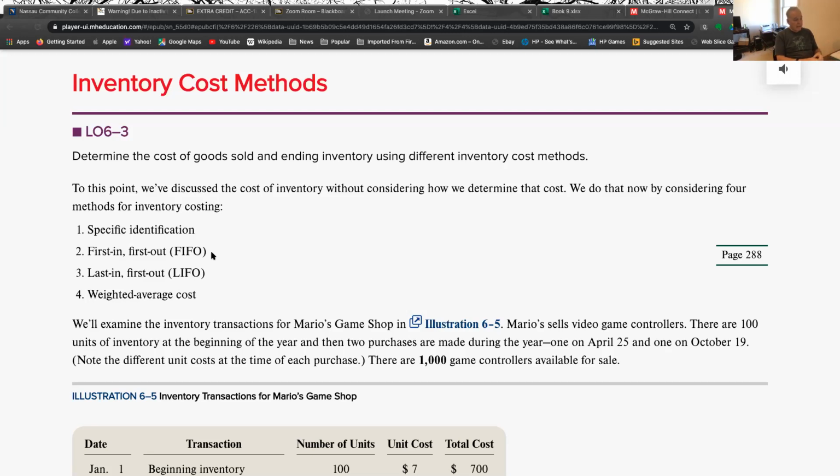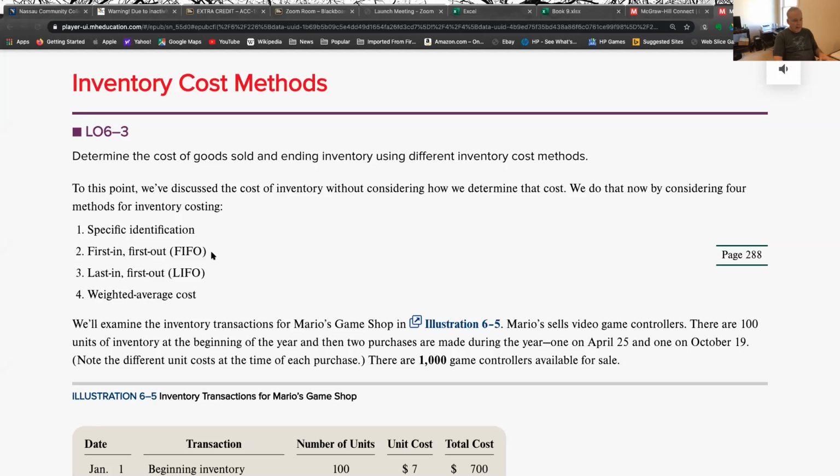Last in, first out is the exact opposite. Last in, first out assumes that you sell the new bread first, and the bread that you have in inventory is the old stale bread from last week. Okay? Now, I'll explain to you why this last in, first out was created.